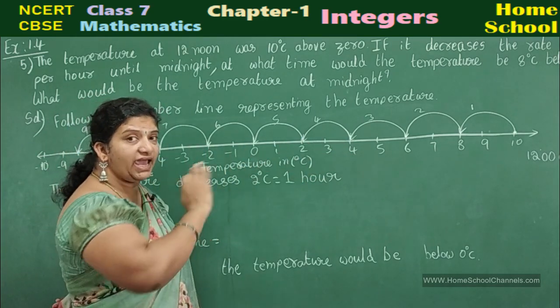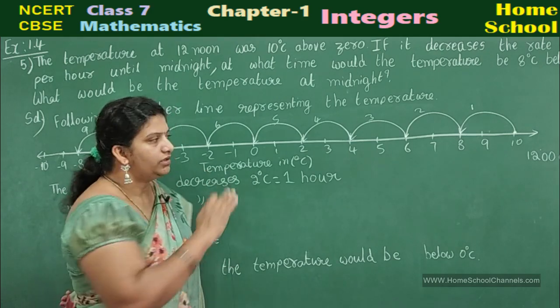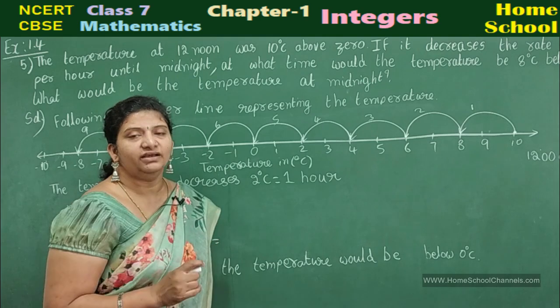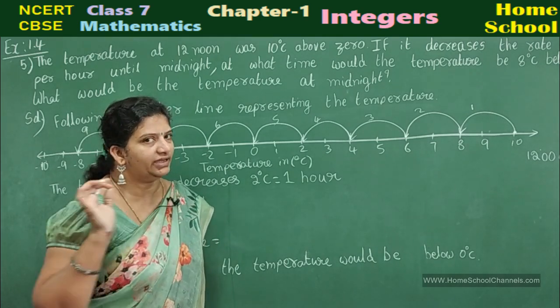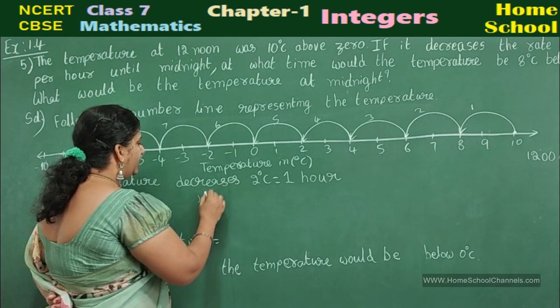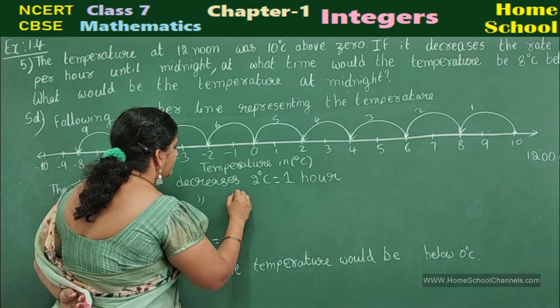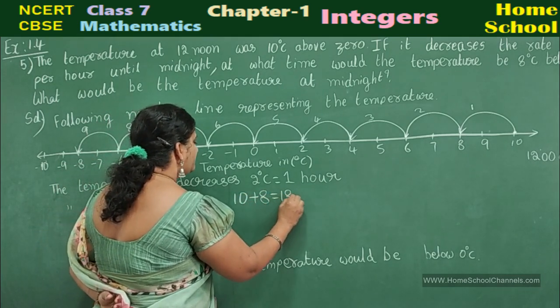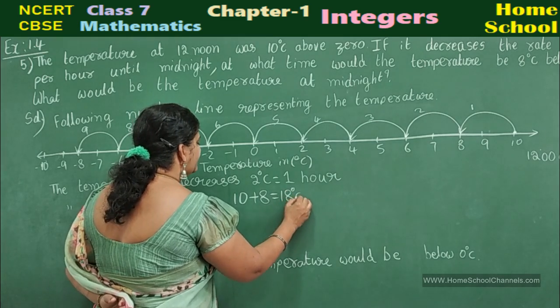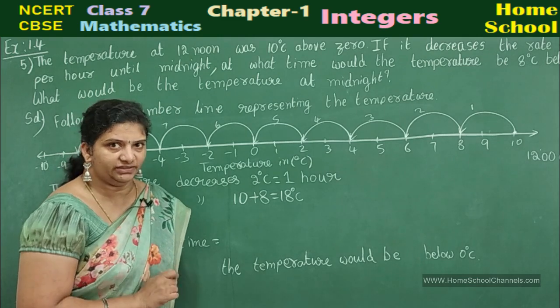10 plus 8. I'm adding the temperatures. Don't say negative here. 10 plus 8, total 18 degrees Celsius. You need to find the time. So here the temperature decreases in total 8 and 10, we need to add. 18 degrees Celsius is to be reduced, to be converted in the form of hours.